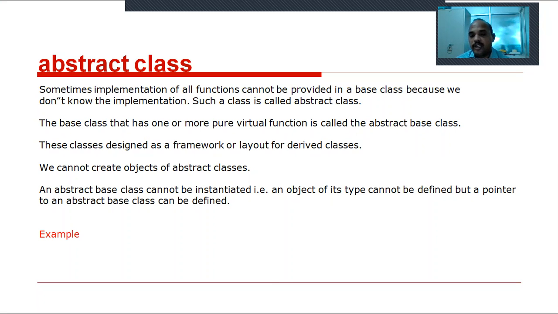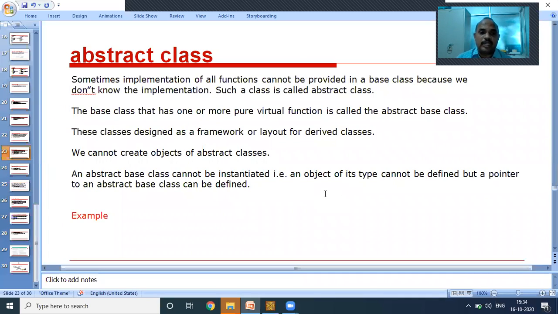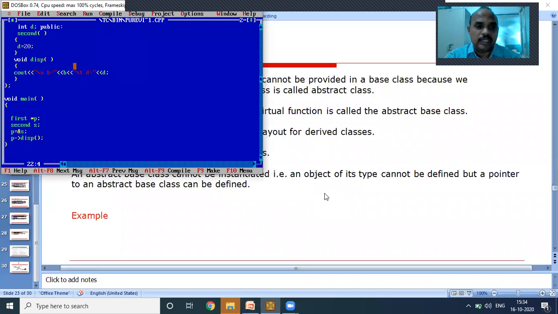Already we learned it in the third unit, last topic. So now in the fourth unit we are also discussing it. Clear? An abstract base class cannot be instantiated, that is, an object of its type cannot be defined, but a pointer to an abstract class can be defined. The example of abstract classes.